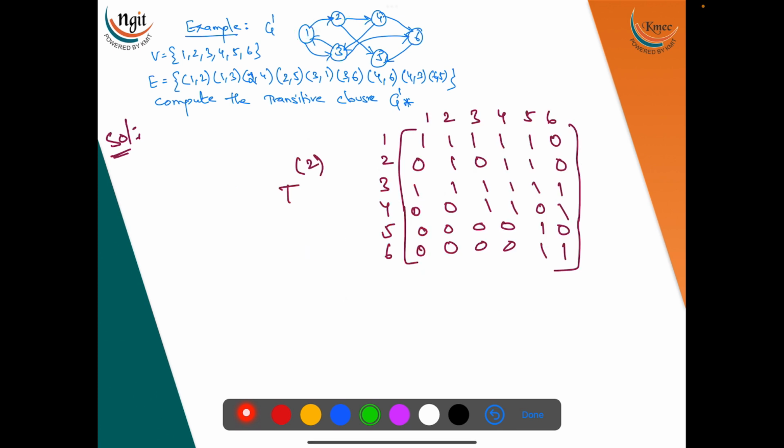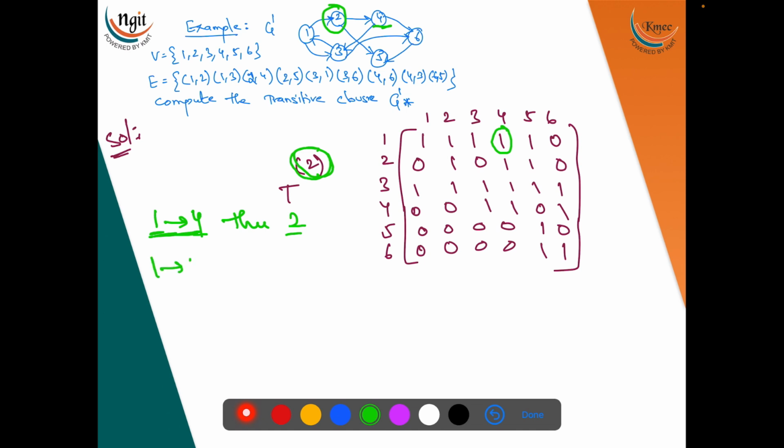T2 is what? Vertex 2 should be the intermediary. Through this reachability, I have to reach the other vertices. Now we'll see for which vertices 2 is the intermediary. I can go to 4 through the second vertex. That means 1 to 4 I can reach through vertex 2, so the 1 to 4 value will get updated with 1. Earlier it was 0. You can check.